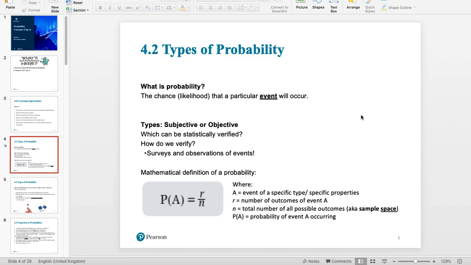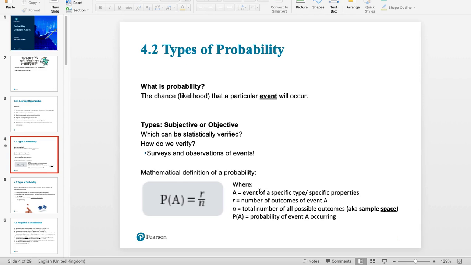And the way we verify those is through surveys and observations of events. This is what we're going to do in this chapter. There's another type, where you can also verify the probabilities through mathematical models, using mathematics to check the probability. One of the basic formulas for probability is what you see here, P(A) = R over N, where A is the event or that specific property that you're checking, R is the number of outcomes of that event A, and N is the total number of all the possible outcomes, and P(A) is the probability of that event A occurring.